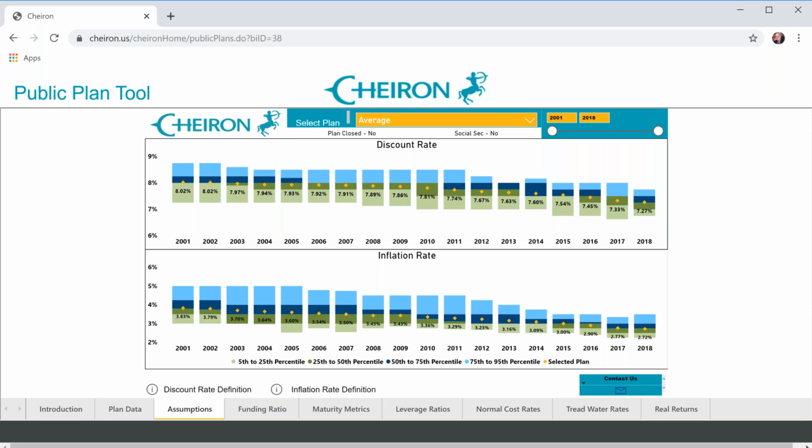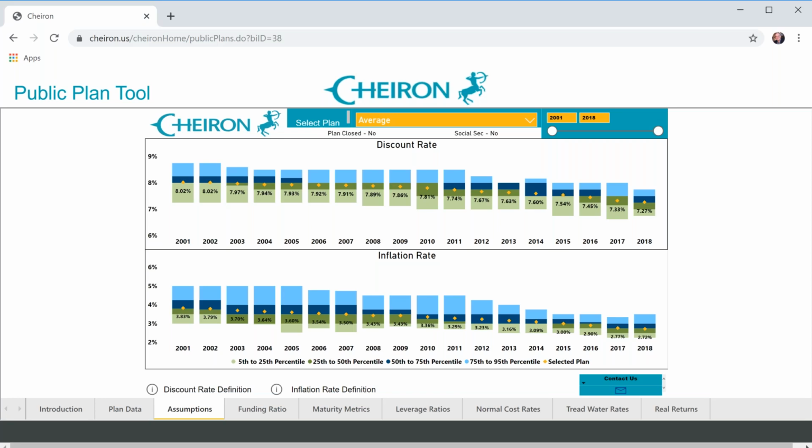You'll notice that in some years, you don't see some of the colors. For example, here in 2018, you see all four colors. In 2017, we're missing the dark blue. That's because for that year, all the plans in that percentile had the same assumption. So that would appear as a thin line that's invisible to the human eye. So it's not an error when you see that.